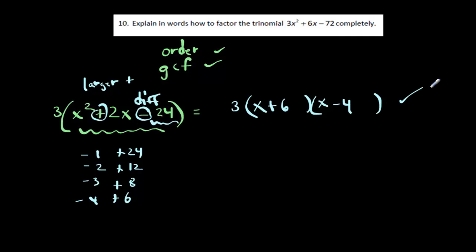So to describe all that, you basically say you have to first factor out the greatest common factor of 3 from the trinomial. Then the resulting trinomial here, you would have to find factors of 24 that have a difference of 2. The larger number of the factors would be positive and the smaller number would be negative. So the factors would necessarily be positive 6 and negative 4. And then you're done. You have a final answer of 3 times the product of x plus 6 and x minus 4. That's it.